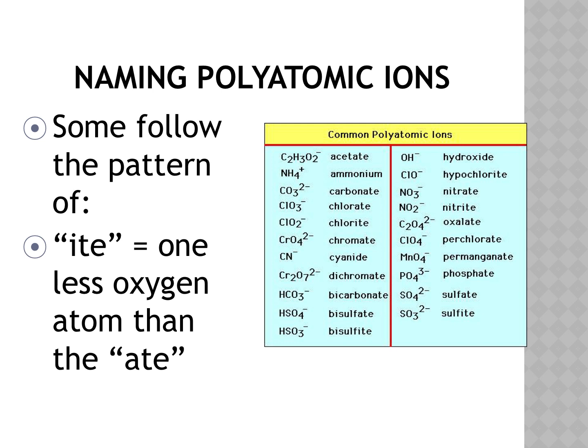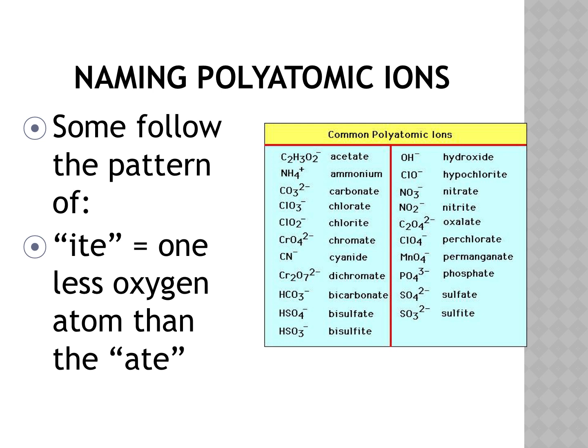Take a look at your chart. It is broken up into two columns. The left side are the cations, so all the positive charges. The right side are the anions, all the negative charges. And it does go alphabetically, so that should help you find different polyatomic ions on here.